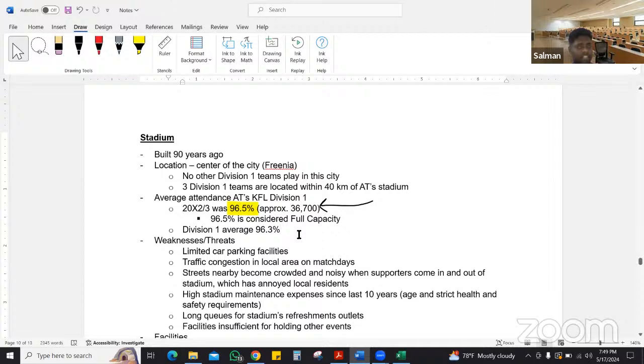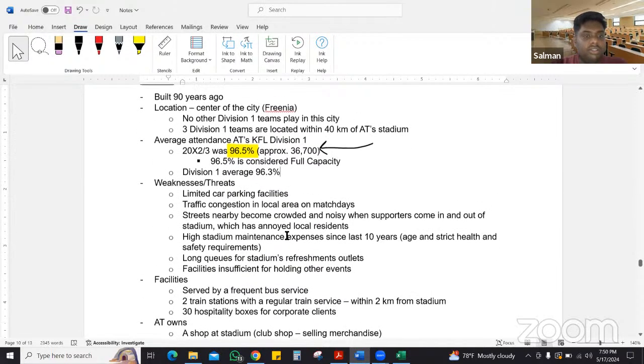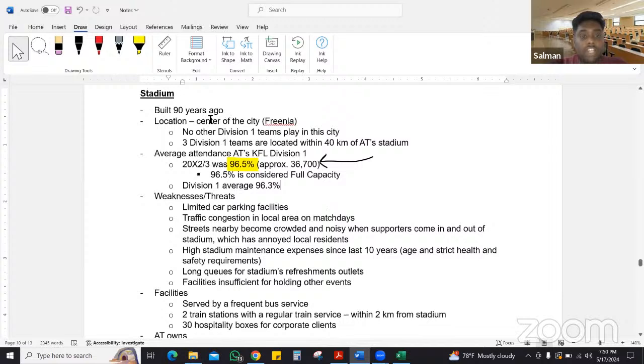So if you're justifying this, you have to always link this information. No competitions, no championships, reduced performance, reduced ranking, but still full capacity, which is more than the average club's ticket utilization. So there is room for additional revenue if we can expand our stadium capacity. Very rational conclusion. Weakness and threats: limited car parking facilities.